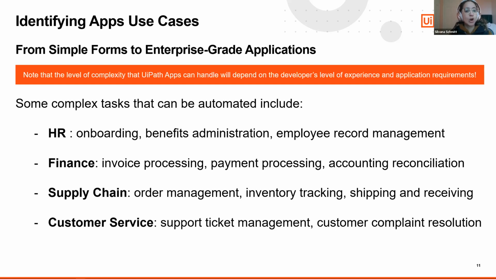So in HR, a few strong areas to look at are onboarding, benefits, and employee record management. In finance, we actually have a template in Marketplace for invoice processing that can work in harmony with our document understanding solution. We have payment processing and accounting reconciliation, as well as a couple of other areas to think about. For supply chain, think of areas like order management and inventory tracking. I know that inventory typically lives across multiple systems and it's really scattered. Shipping and receiving, so connecting to FedEx, UPS, any connectors that you need for that. And in customer service, support ticket management of any kind, right?